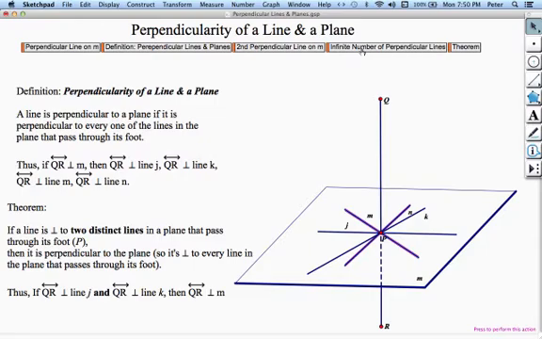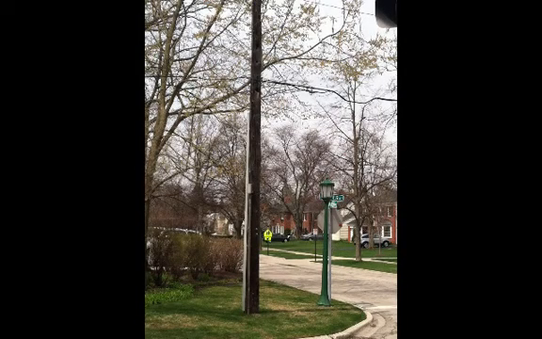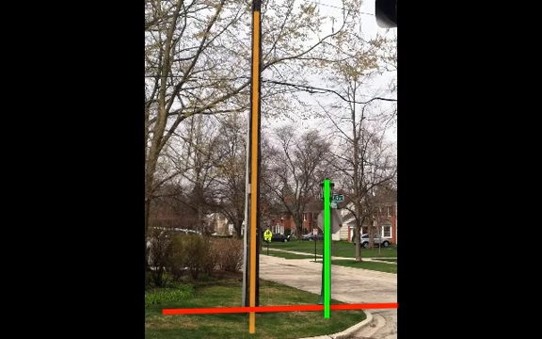Okay, how does that relate back to the picture of the lamppost and the telephone pole in my neighborhood? Let's take a look and we'll conclude the video. This picture was taken in my neighborhood of a lamppost and a telephone pole on Hunter Street as I'm looking west. And from the picture, they look as though they are perpendicular to the ground. In other words, the ground is the plane, and each of these represents a line.